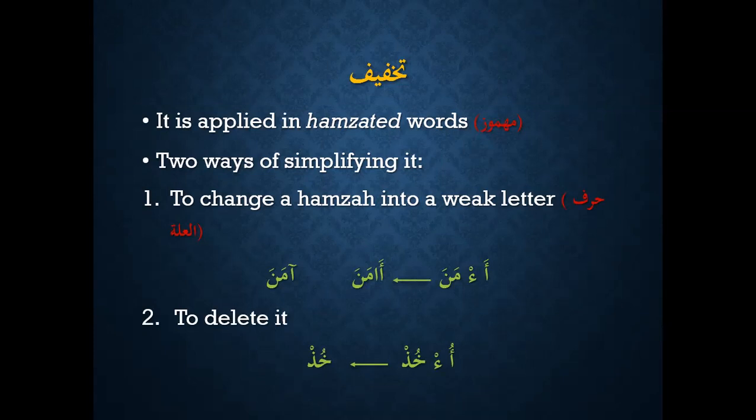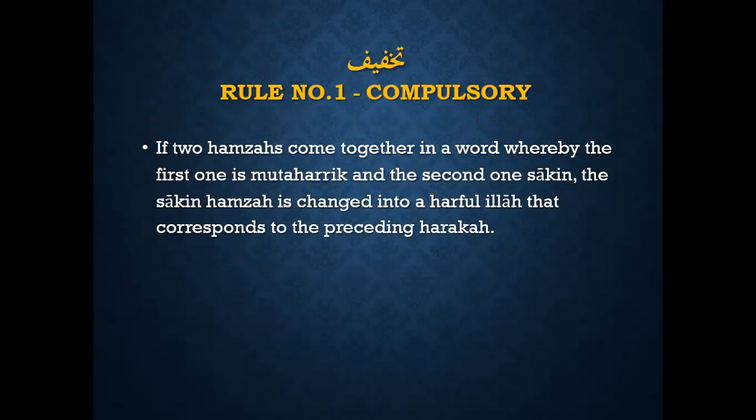So they either delete those Hamzas or they change the other Hamza into the corresponding weak letter, alif, waw, and ya, harf illa, to make it easy to pronounce. So rule number one: whenever there are two Hamzas together in any word, the first one is always active and the second one is sakina, meaning it hasn't got fatha, dhamma, kasra, rather it is connected with the first one. Then the second must be changed.